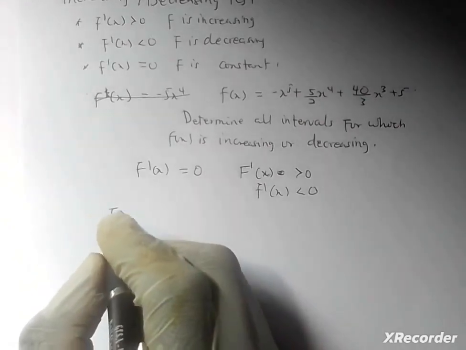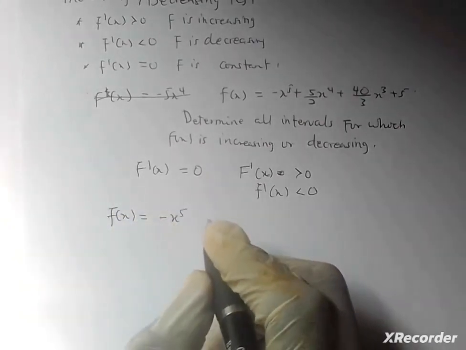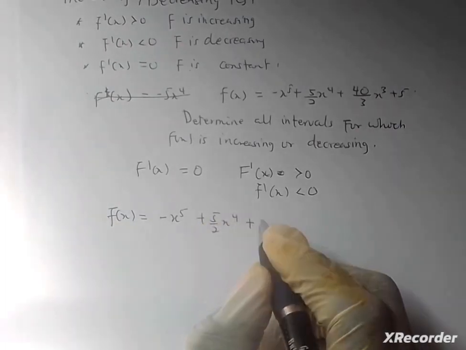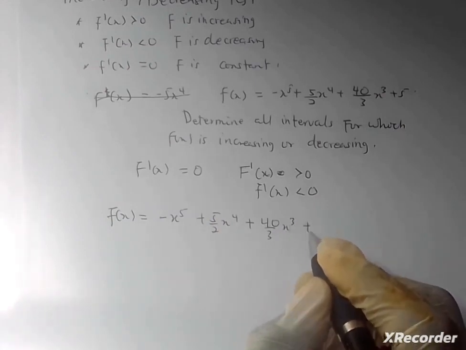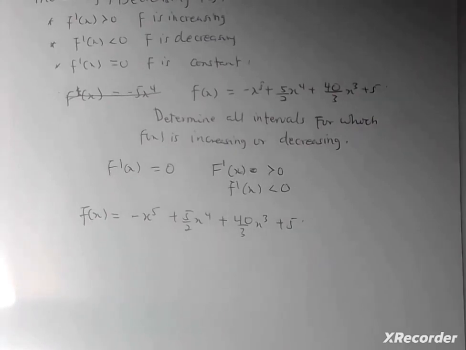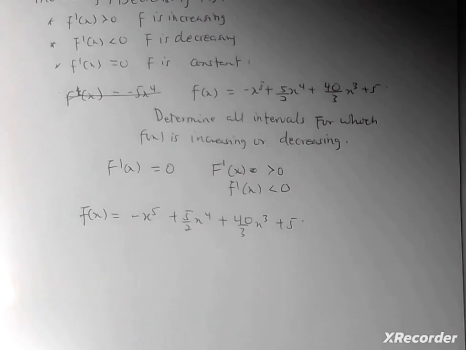I have f of x equal to negative x to the power 5 plus 5 over 2 x to the power 4 plus 40 over 3 x to the power 3, then plus 5. Determine all intervals for which this particular function is increasing and decreasing. We need all the intervals for which this function is increasing or decreasing.